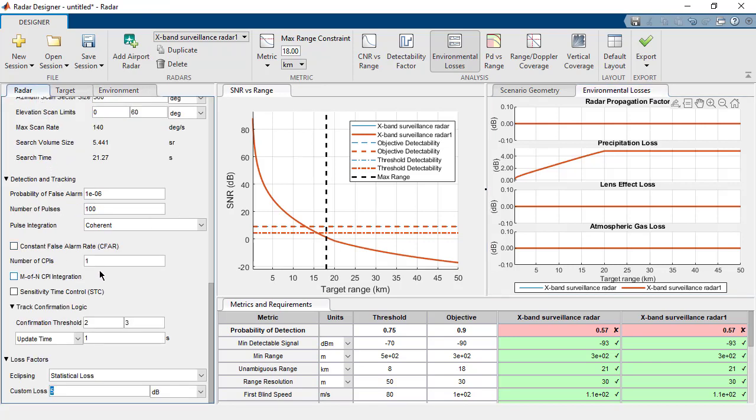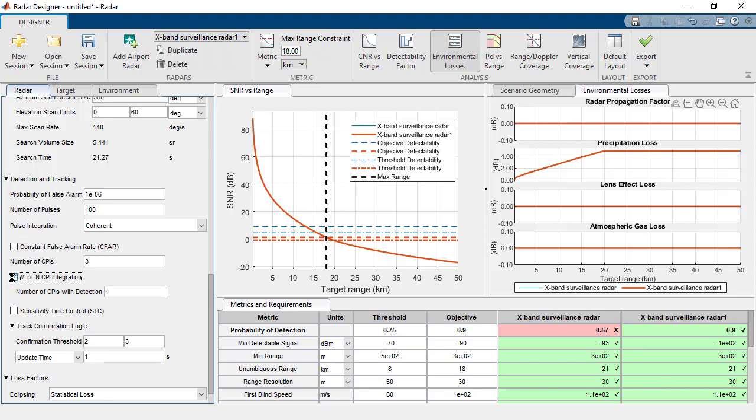However, target RCS fluctuation usually imposes a limit on the amount of pulses that can be coherently integrated. A possible solution to integrating more pulses while addressing the problem of the RCS fluctuation is the M of N integration over multiple coherent processing intervals. Navigating to the radar panel and setting the number of CPIs in the detection and tracking section to 3 and the number of CPIs with the detection to 2 increases the resulting probability of detection.